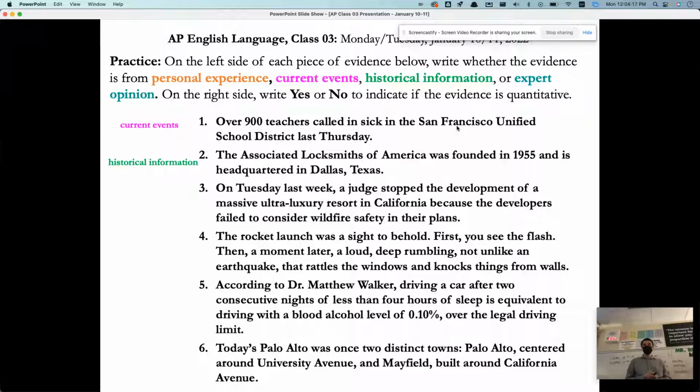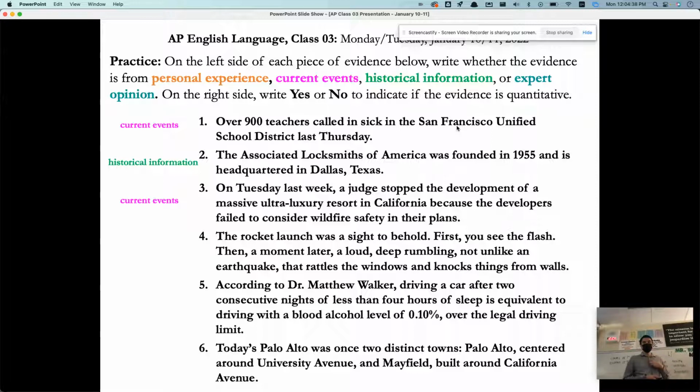On Tuesday last week, a judge stopped the development of a massive ultra-luxury resort in California because the developers failed to consider wildlife safety in their plans. Current events again, right? Tuesday last week, right? Very recent, reporting on something that just happened, and not quantitative.